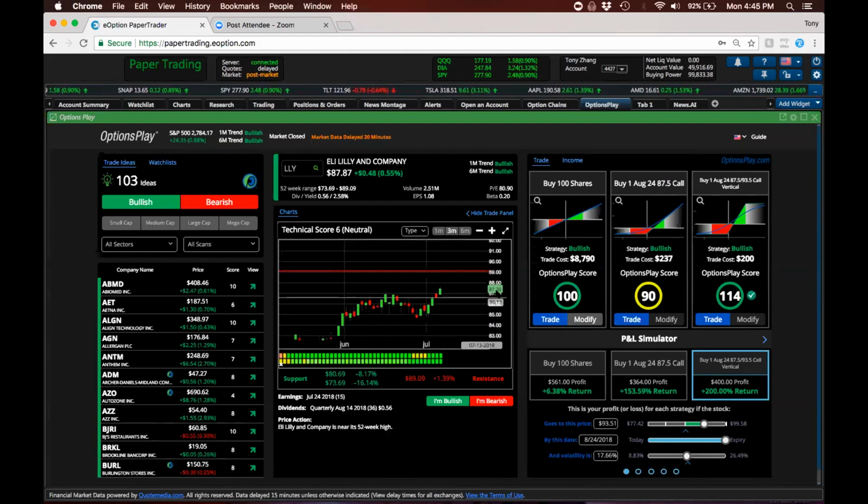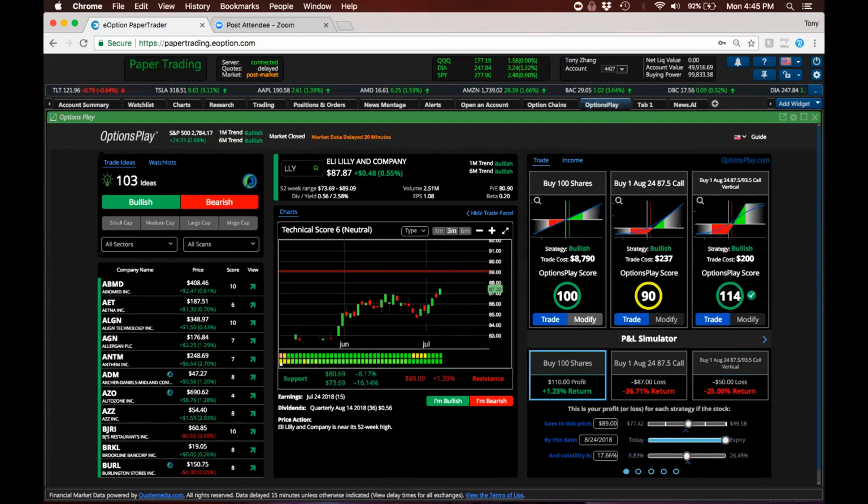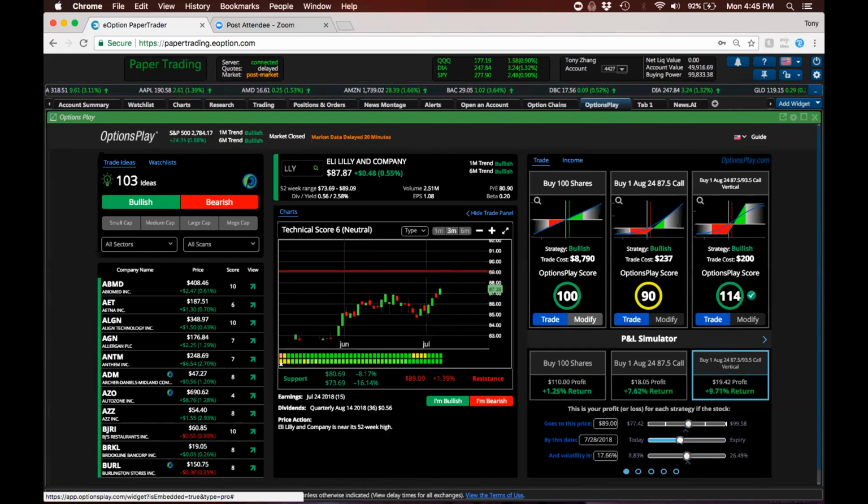So Eli Lilly is trading at 87 right now. It reports earnings in 15 days. Looks like it's got a bit of resistance here around 89. So let's take a look at what happens if this stock goes up to 89. Like I said, we don't need to know the delta and then calculate it ourselves, because OptionsPlay does all of that for you. So what happens if the stock goes to 89? And we know that it reports earnings on July 24th. So let's say what happens a few days after earnings.